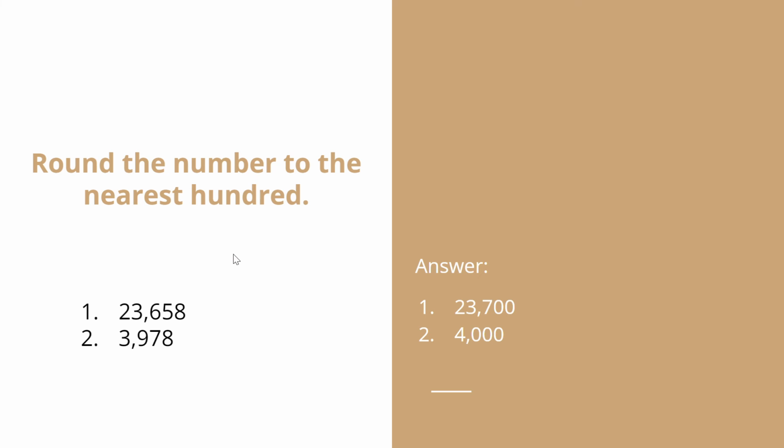The answer for it is 23,700. Because we want to find the nearest 100, which is 6, and 5 is equal to or greater than 5. So we replace 8 and 5 with 0 and add 1 to 6. So the answer is 23,700. For the next one, we want to find the nearest 100, so it's 9. 7 is greater than 5. So we replace 8 and 7 with 0 and add 1 to 9. And 9 plus 1 is 10, so the answer is 4,000 because 3 plus 1 and the others will be 0.